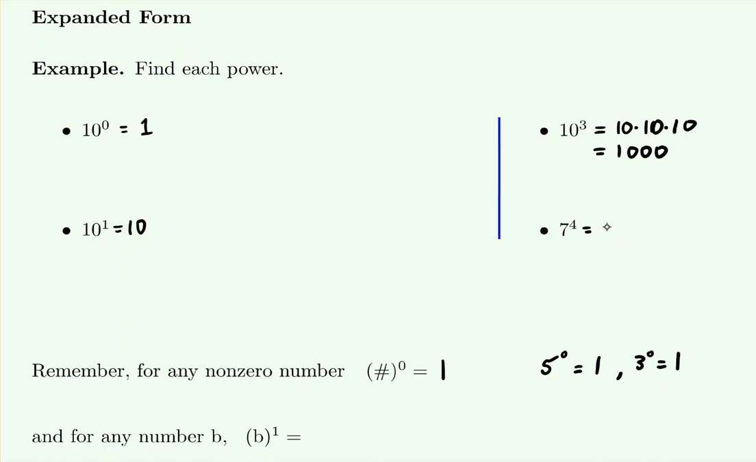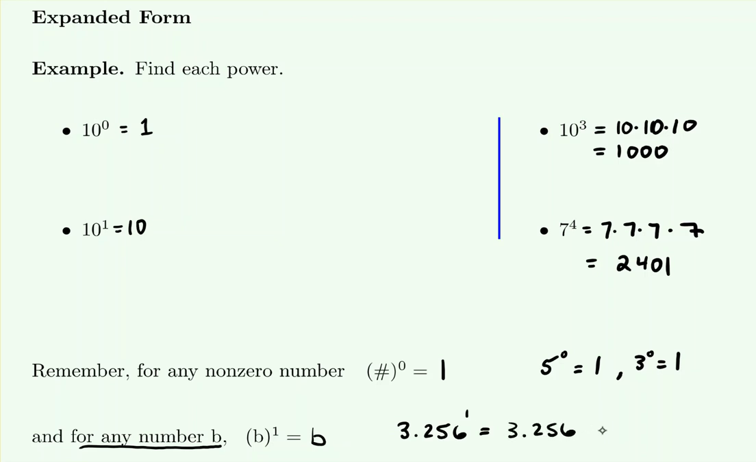If we were going to calculate 7 to the 4th, it would be 7 times 7 times 7 times 7. We can verify this in our calculator to be 2,401. Another exponent rule to be aware of is that for any number b, where b is just a variable to represent any value, b raised to the exponent 1 is always just the value b. So 3.256 to the first power is 3.256, as is 1,001 to the first power, which is just 1,001.